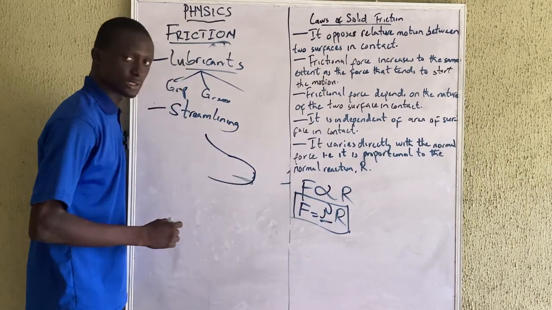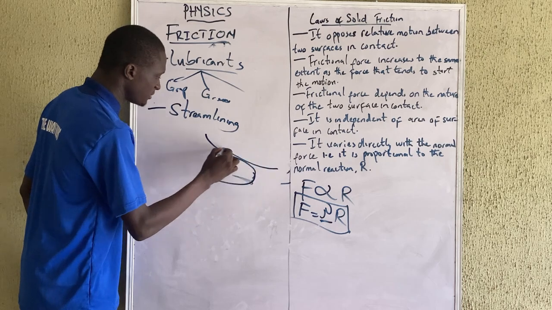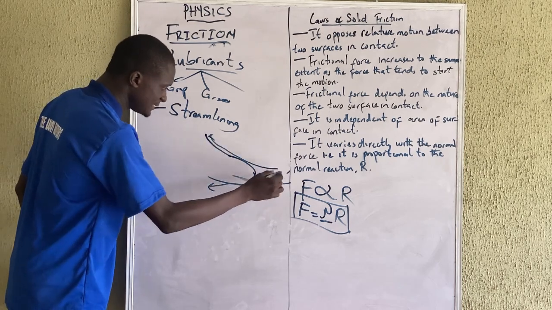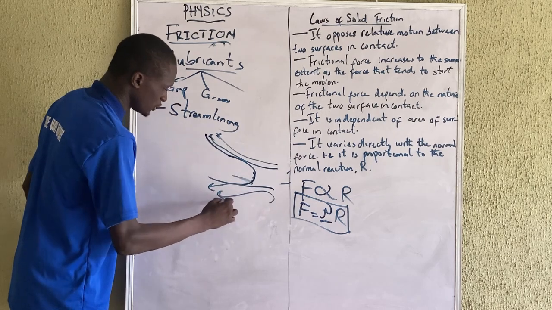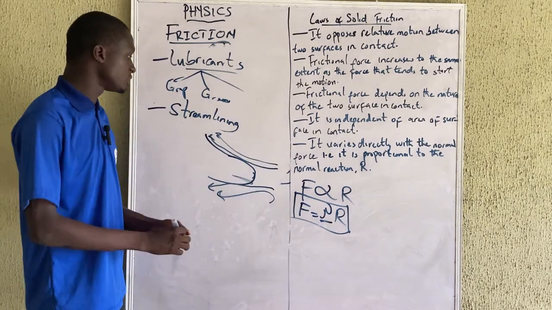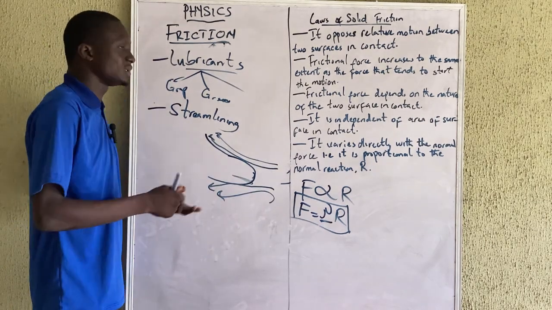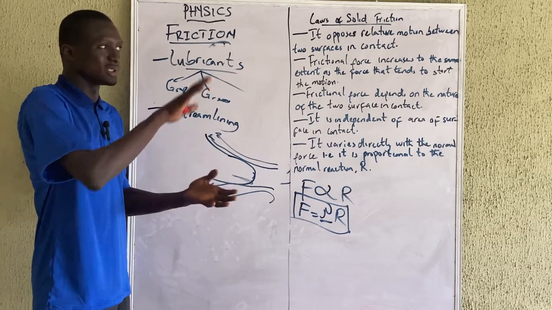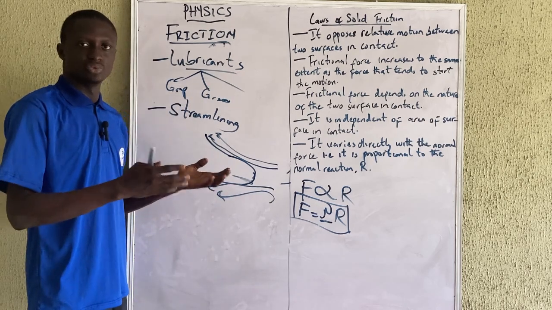When the airplane is streamlined, it looks something like this. So now, by streamlining it like this, the air will be able to flow up and down easily without stress. So it will reduce friction. This is what they call streamlining. Same thing with cars. Cars are streamlined for easy passage of air to reduce friction.